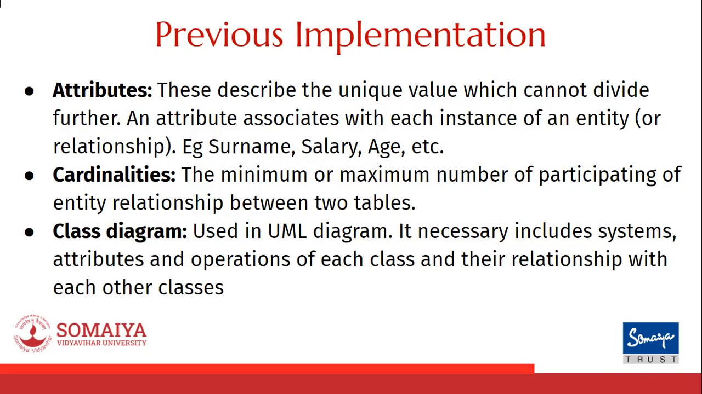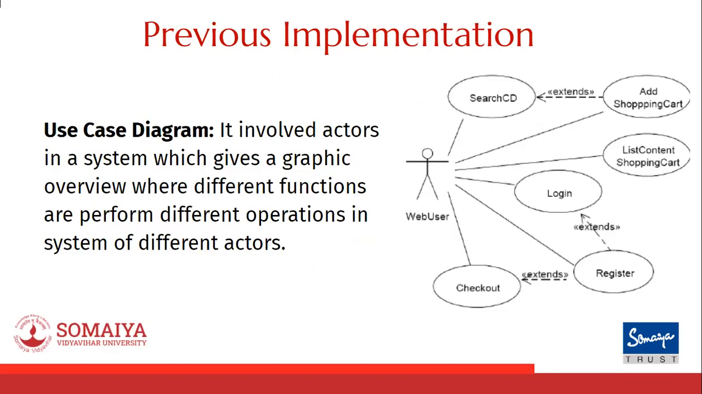Class diagram. Used in UML diagram, it necessarily includes systems, attributes, and operations of each class and their relationship with each other. Use case diagram. It involved actors in a system which gives a graphic or overview where different functions are performed different operations in systems of different actors.